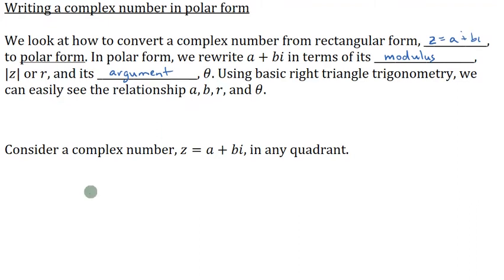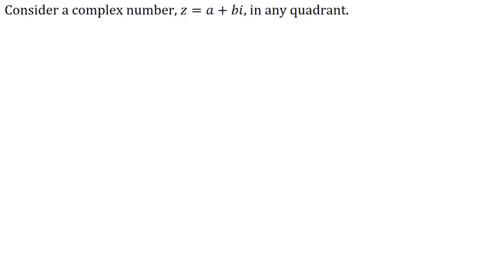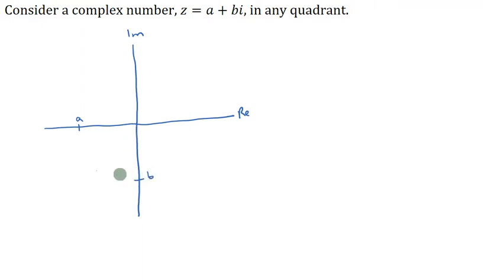So let's take a look at this. Let's consider a complex number in any quadrant. Just for the sake of visualization, let's say we are in quadrant 3. So that means we're in the real axis and the imaginary axis, of course. Let's say a is to the left, so this distance is a, and let's say b is down, so this distance is b. So this is the complex number a plus bi.